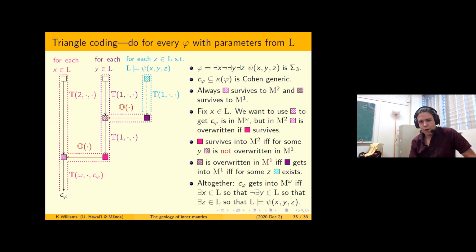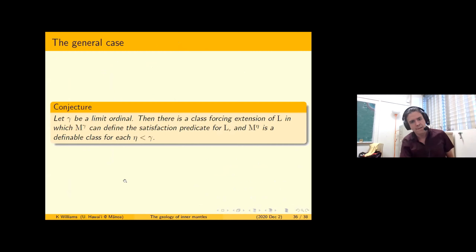I'm going to pause and ask if there's any questions. This is kind of the end of the technical part of the talk. I should say this triangle coding, this is Harrington's idea. My contribution is just doing the coding that works for the mantle instead of HOD. If you do a HOD type coding instead of a mantle coding, that's Harrington's argument.